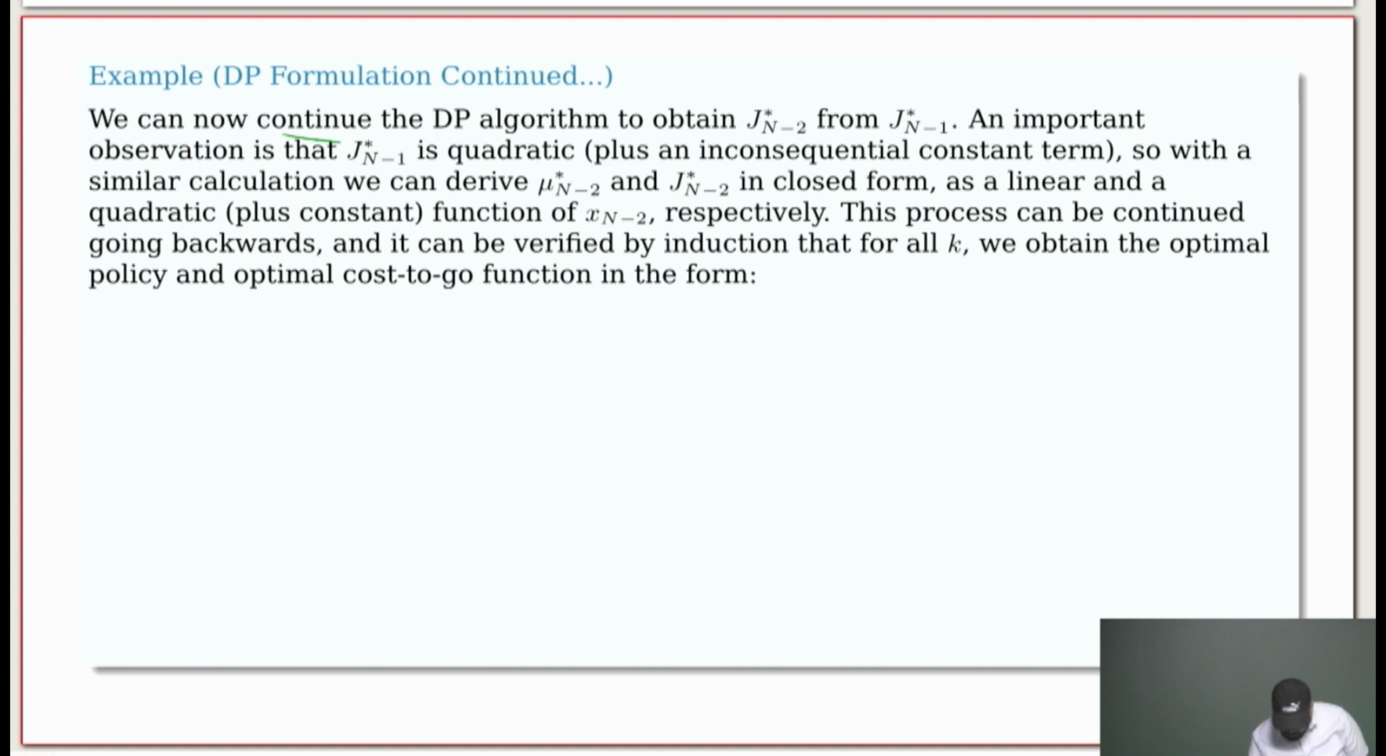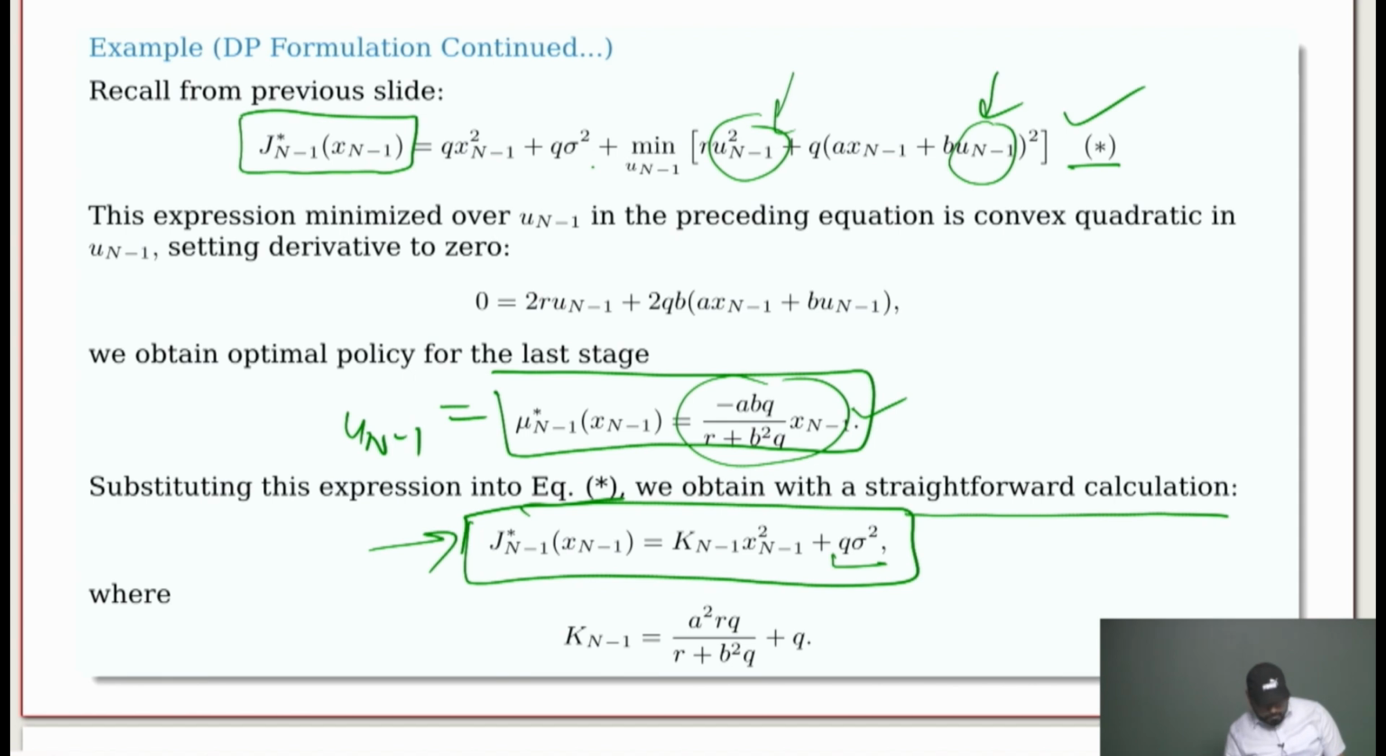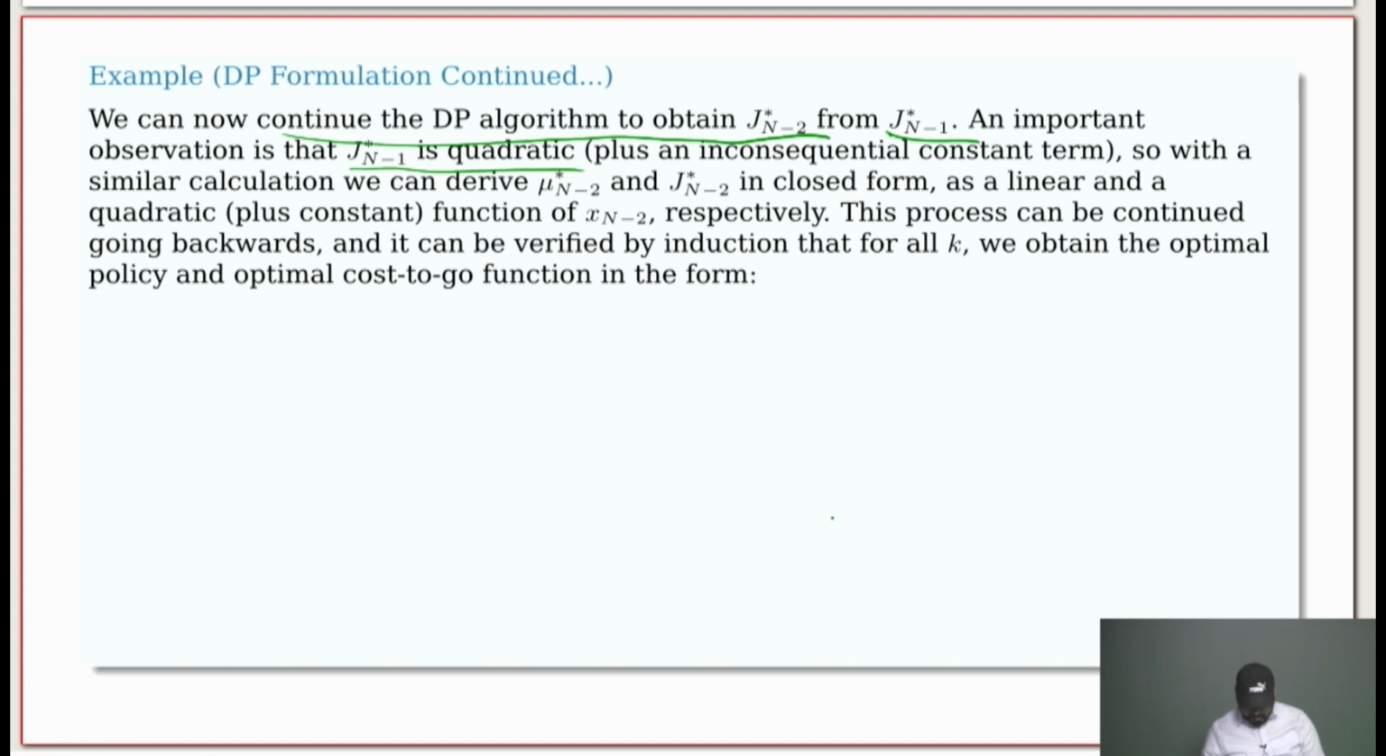So we can now continue the DP algorithm to obtain Jn minus 2 star from Jn minus 1 star, and the important observation is that Jn minus 1 star is quadratic. It still remains quadratic with this term that we have, plus q sigma square. So this is essentially quadratic plus some inconsequential constant term.